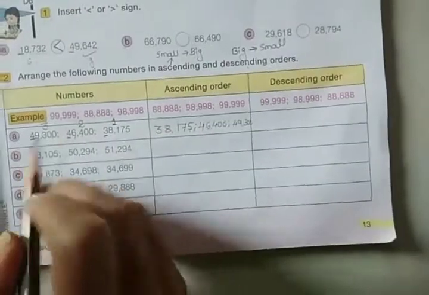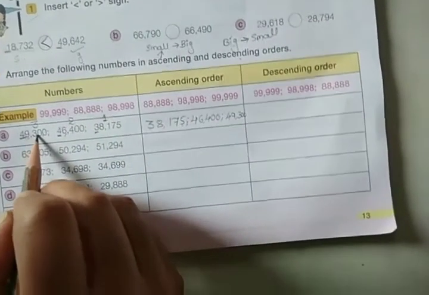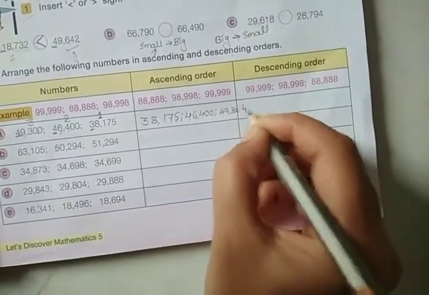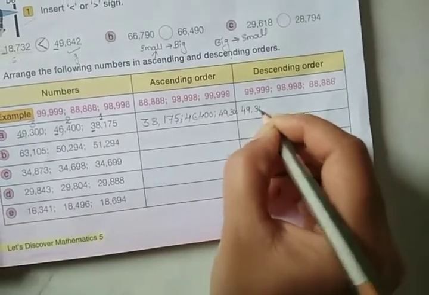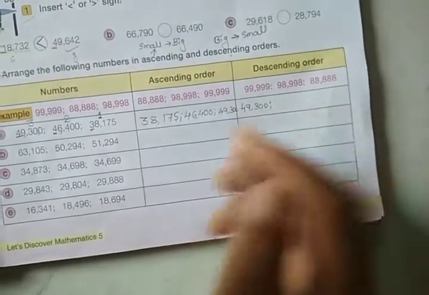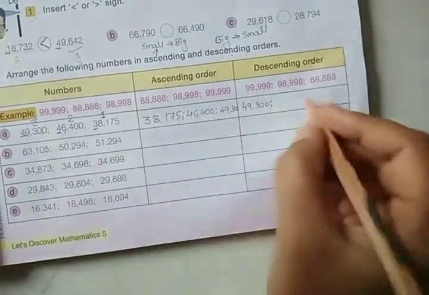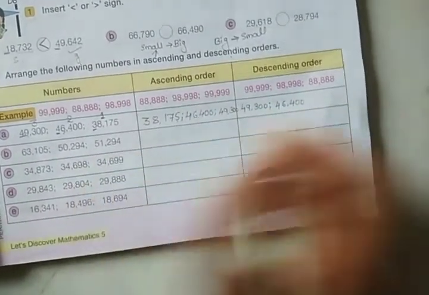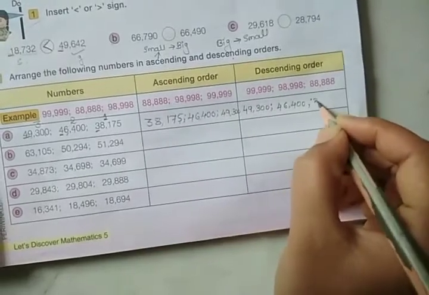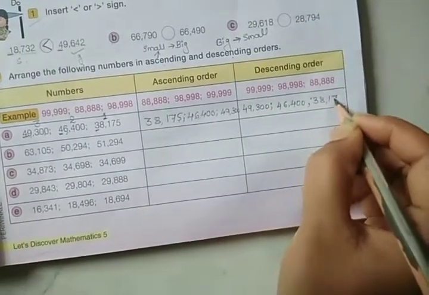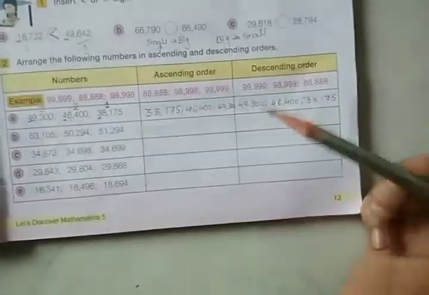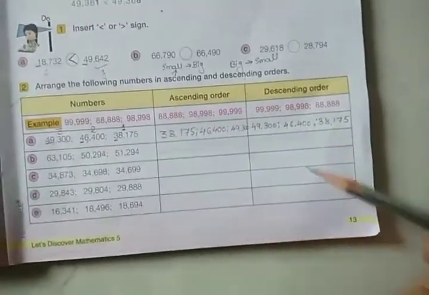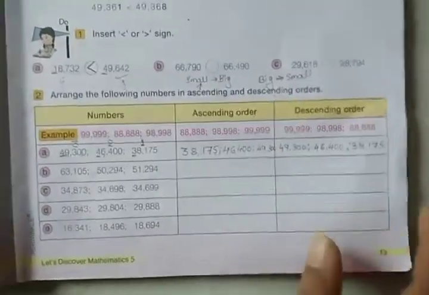Okay, let's write these numbers in descending order. Which is greater, children? 49,300 is greater. So write this number first, 49,300. Then the second greater number is 46,400. Then the third greater is 38,175. Okay. Now the remaining numbers you will arrange in ascending and descending order. Now see the next page.